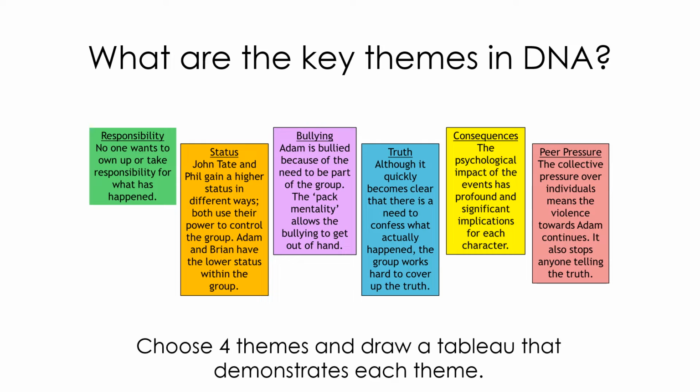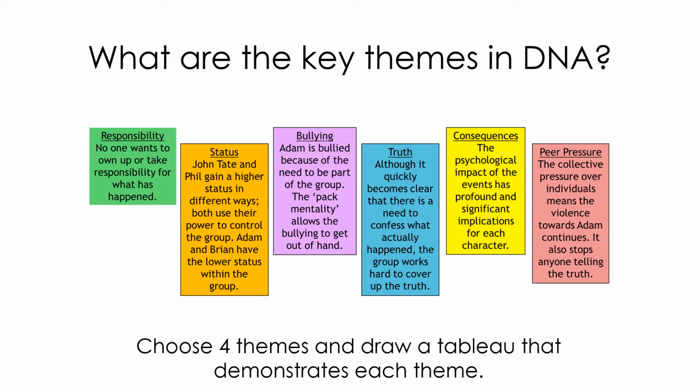One of the other key themes is about status. So John Tate and Phil gain a higher status in different ways. Both use their power to control the group. And Adam and Brian have the lower status within the group. It also explores the theme of bullying, because Adam is bullied because of the need to be part of the group. The pack mentality allows the bullying to get out of hand. Truth: although it quickly becomes clear that there is a need to confess what actually happened, the group work hard to cover up the truth.